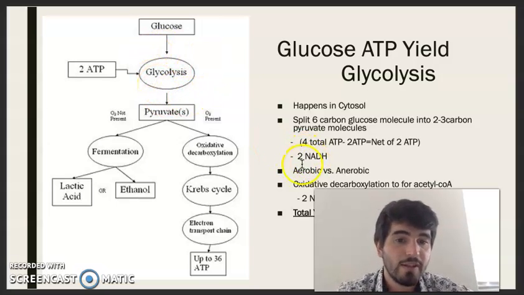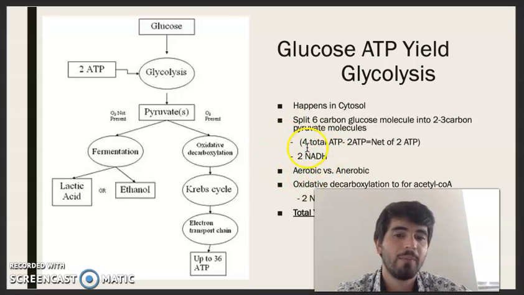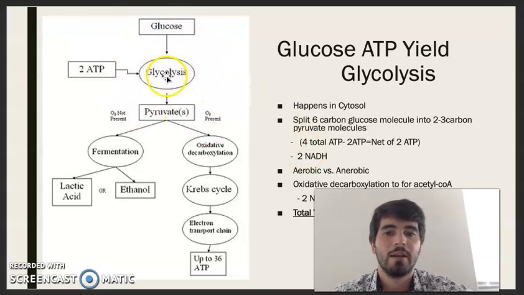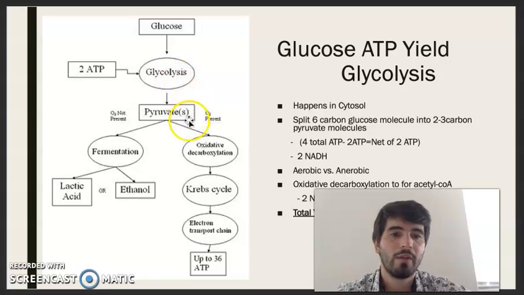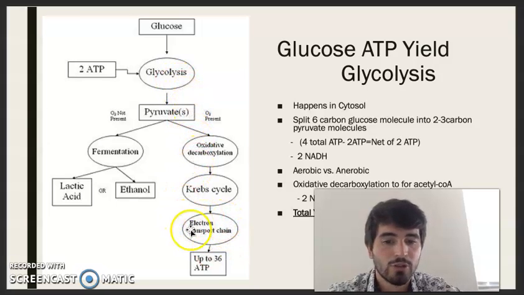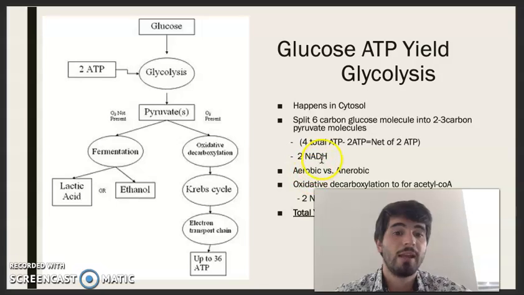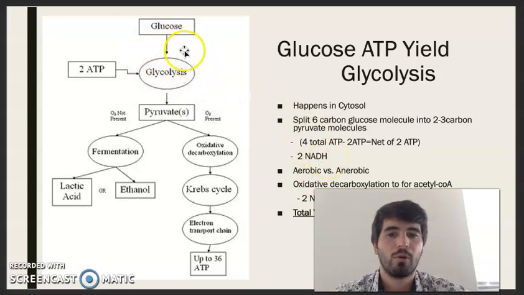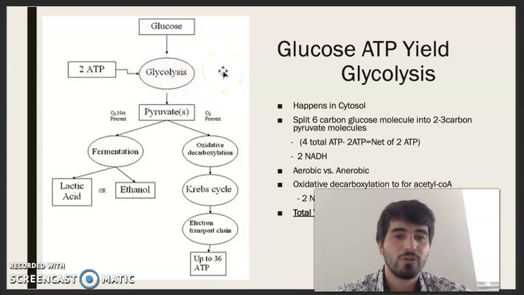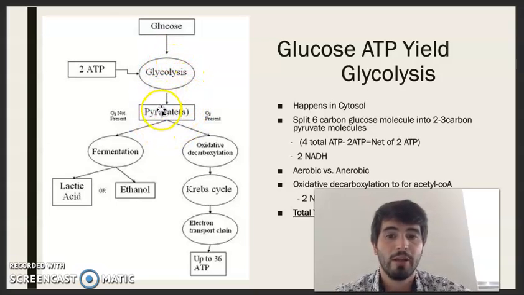But we also produce an enzyme, NADH, which right now is not important in the glycolysis phase, but once we go down the ATP pathway into the electron transport chain, those NADHs get oxidized and become ATP. So they are very important. It's important to keep track of them as we go. So 2 in the glycolysis phase. So once we split that molecule into two 3-carbon molecules, we get pyruvates.